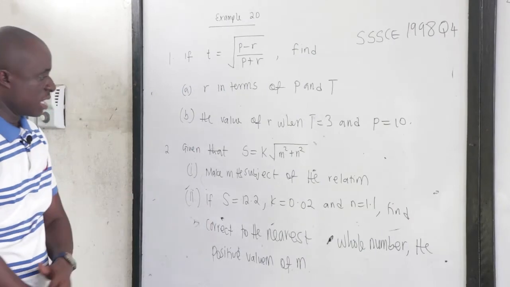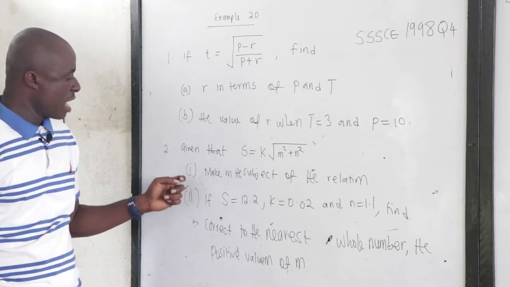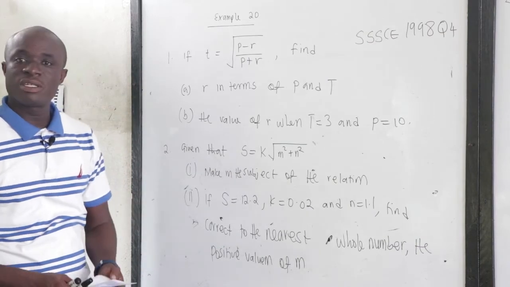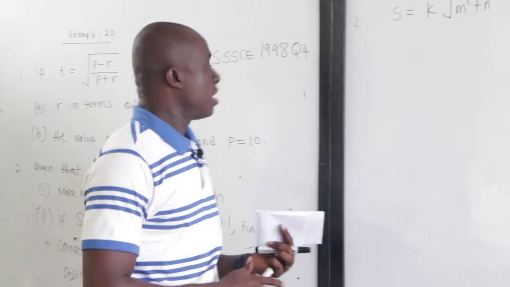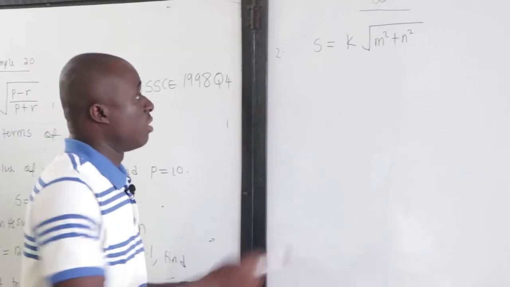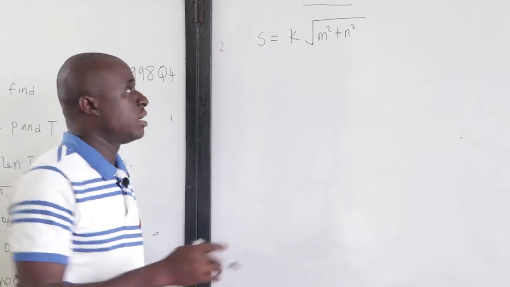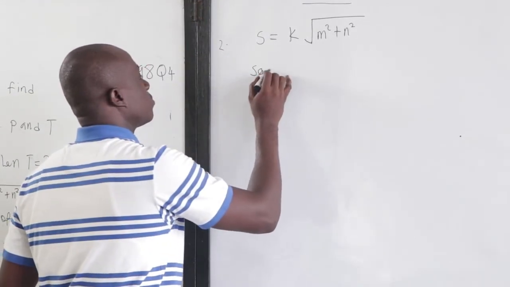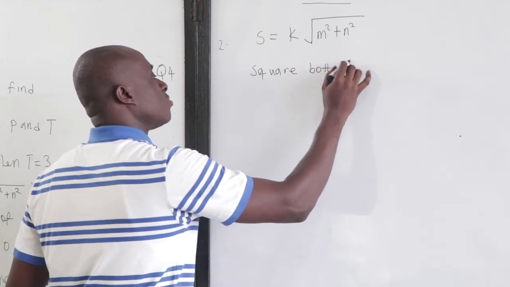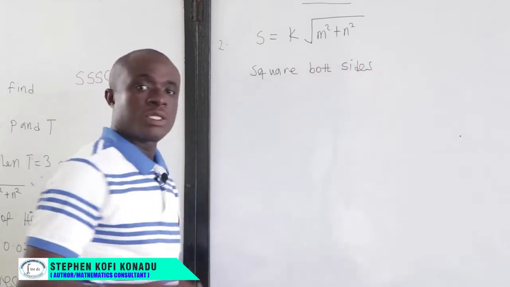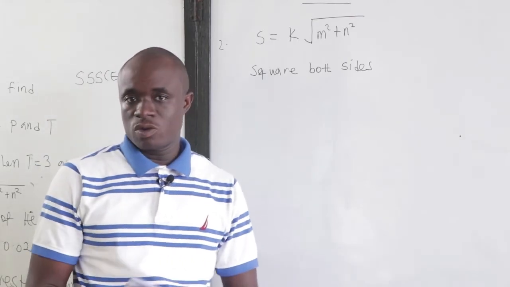Now let's see the second question. Given that S equals K square root of M squared plus N squared, it says we should make M the subject of the relation. This is a past question. Now let's make M the subject. Now, the M is in the radical, so what do we do? We square both sides. We are squaring both sides because what we want to make the subject is in the square root.